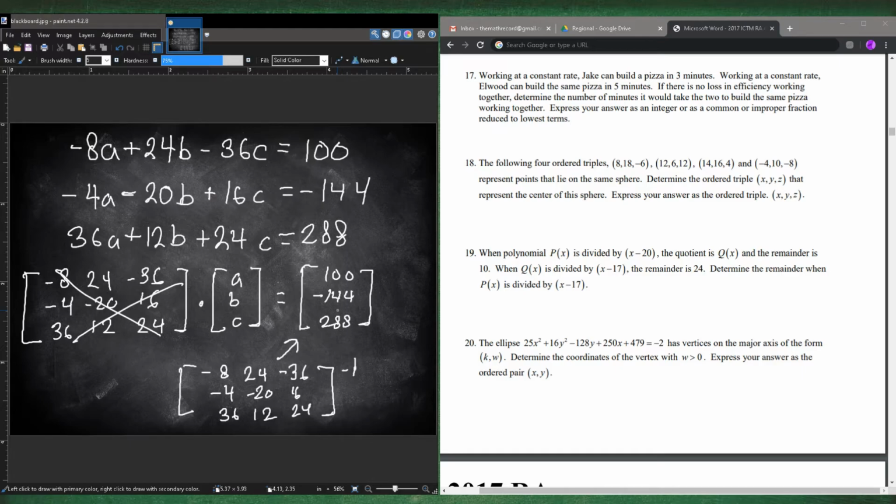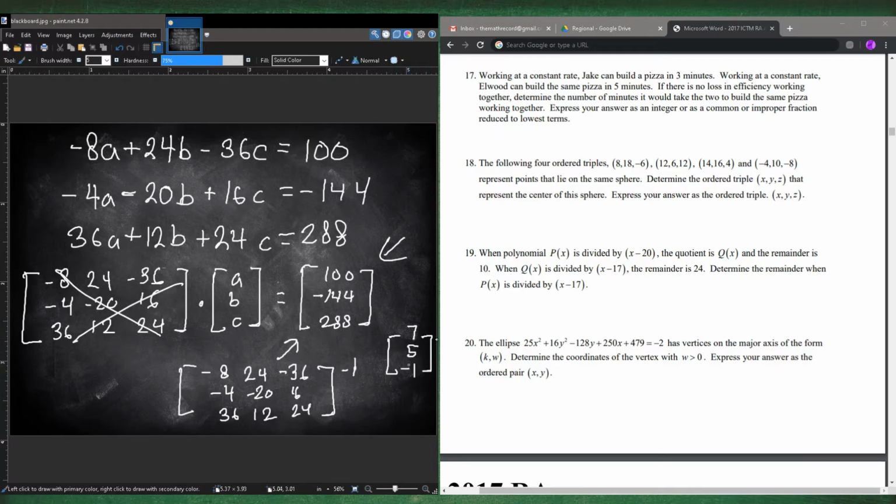Okay, and then you're gonna make another matrix, and that's a 3 by 1. So the other matrix is 100, -144, and 288, right? So it's this matrix. And now we're gonna multiply them together. So multiply the inverse matrix by the 100, -144, 288 matrix, right? And you should get a matrix in your calculator that outputs 7, 5, -1.